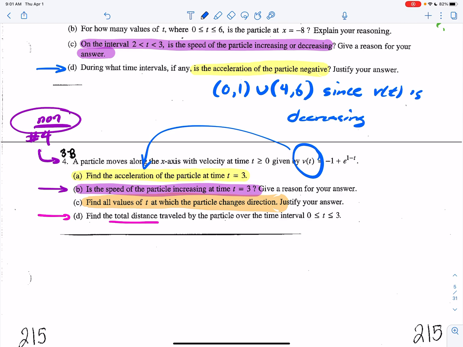So in part B, they ask you, is the speed of the particle increasing at t equals 3? Okay. So remember, if you want to know if speed is increasing or decreasing, you have to check two things. You have to check the velocity at 3. So in this case, I'm just going to plug it in. That's -1 plus e to the 1 minus 3.